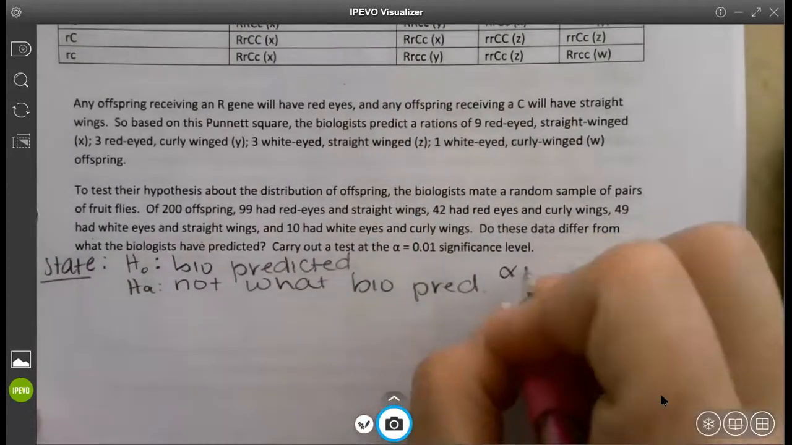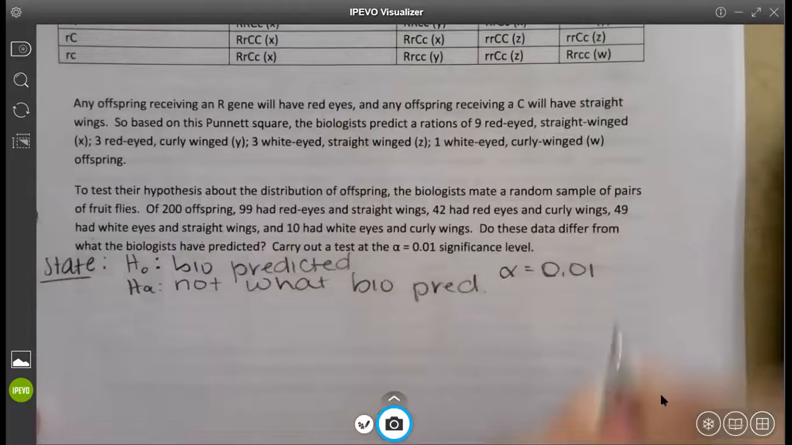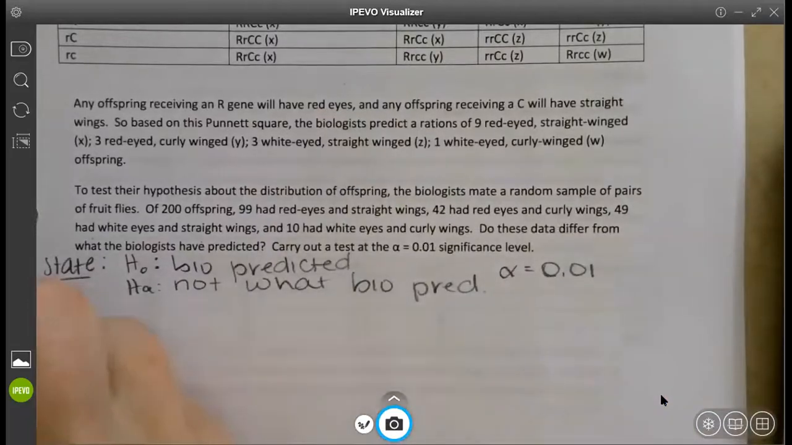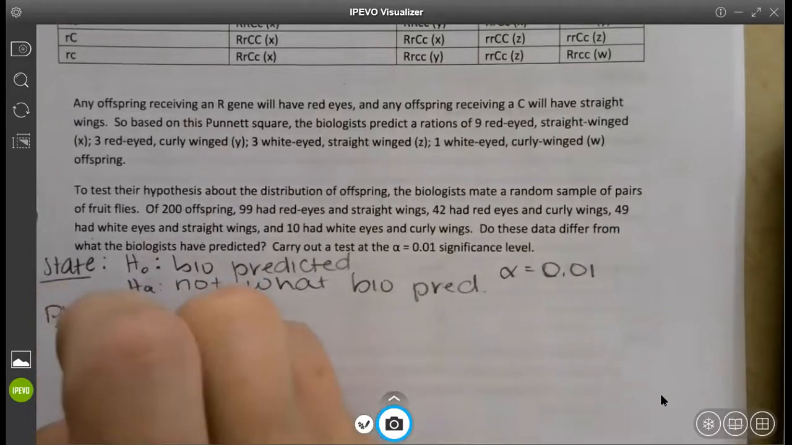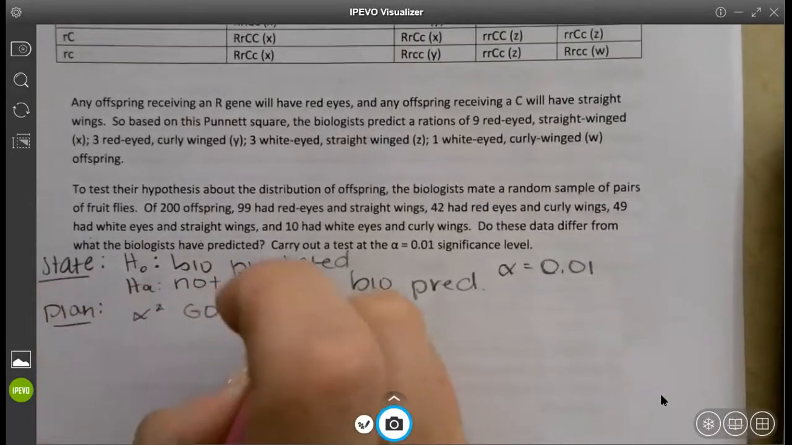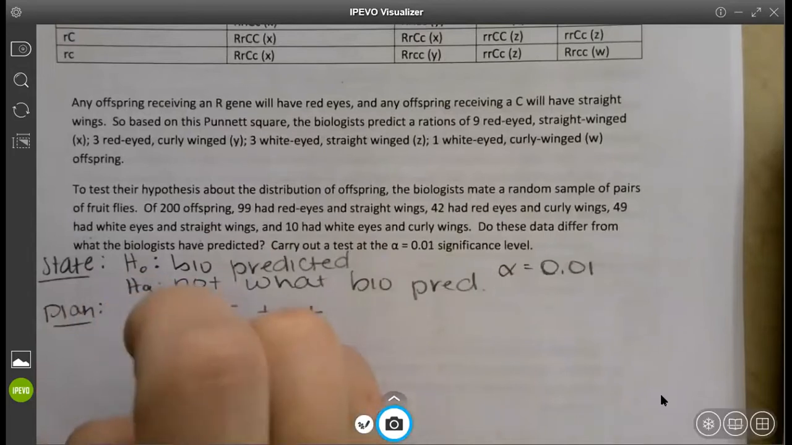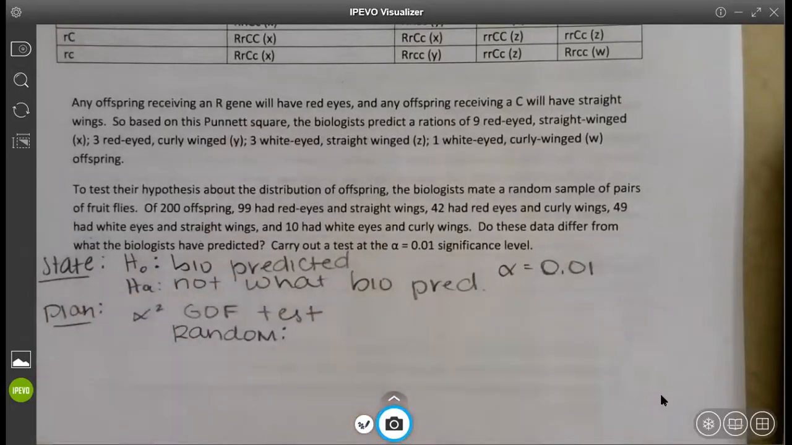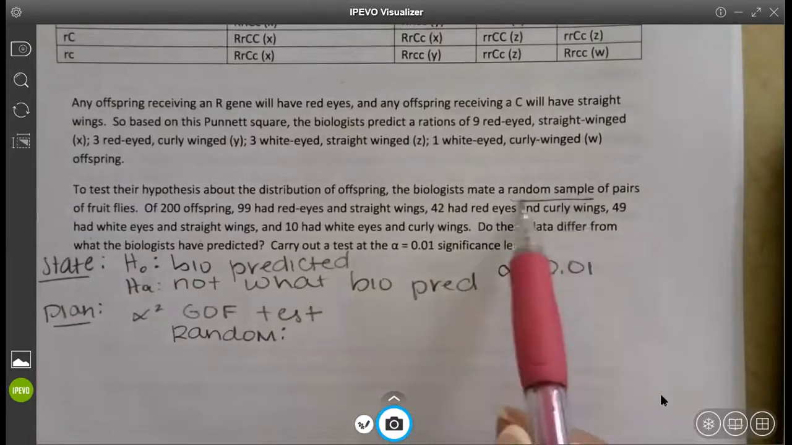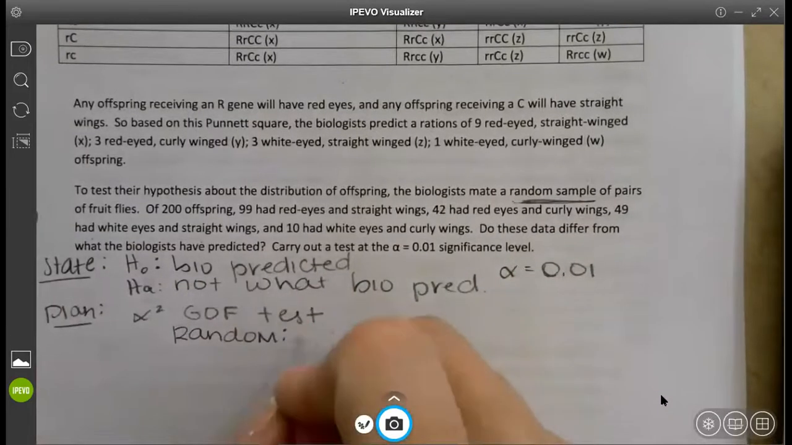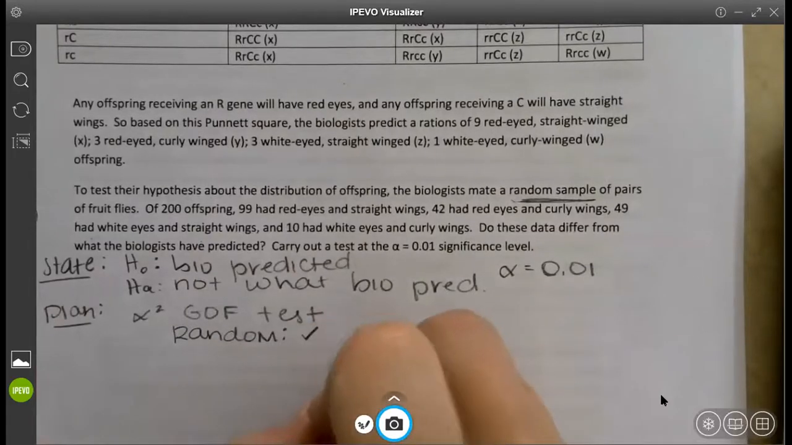What's our alpha level in this one? 0.01. We're going to do a chi-square goodness of fit test if conditions are met. What are our conditions? Random. Is it random? Yes. 10%.